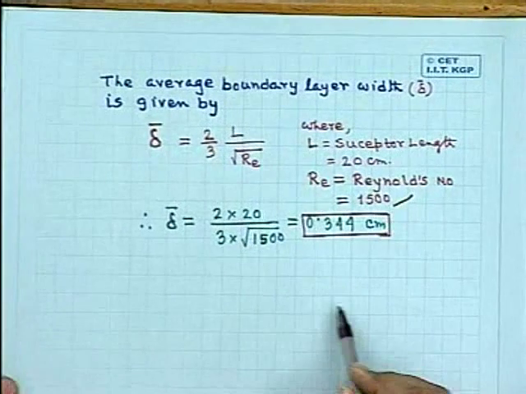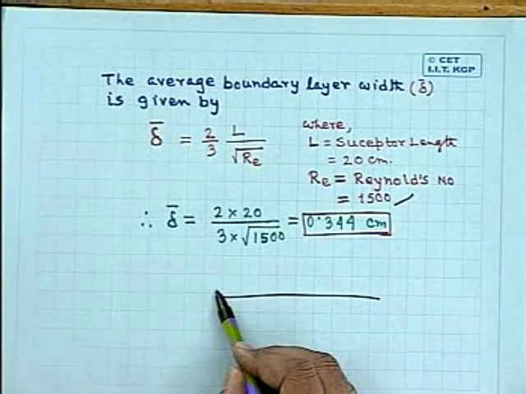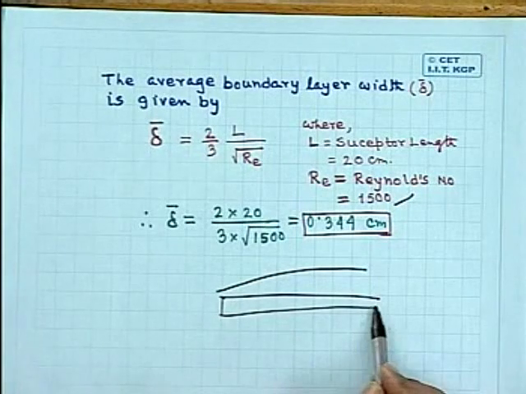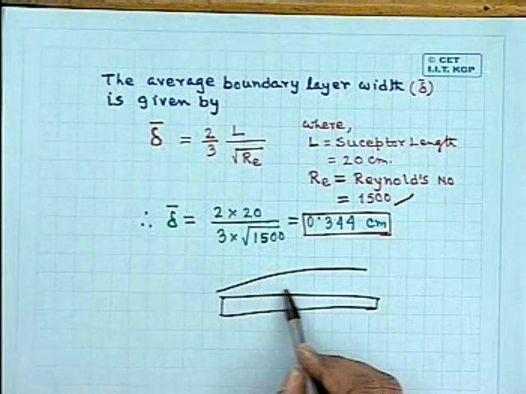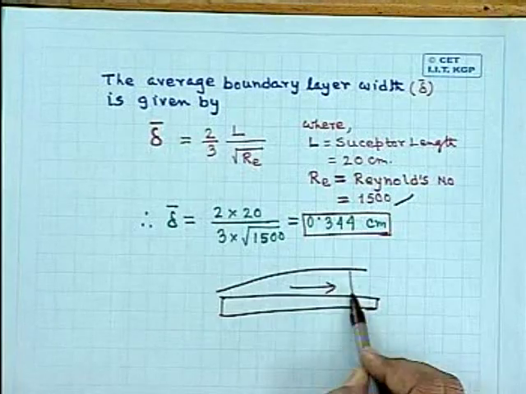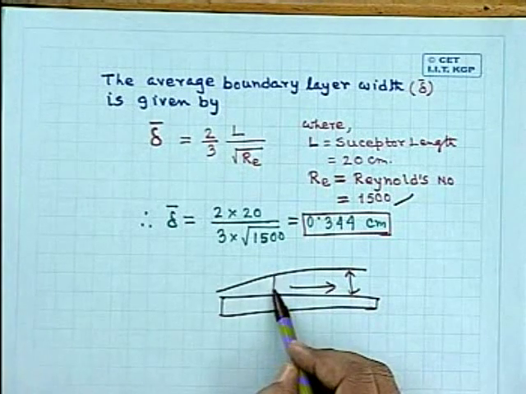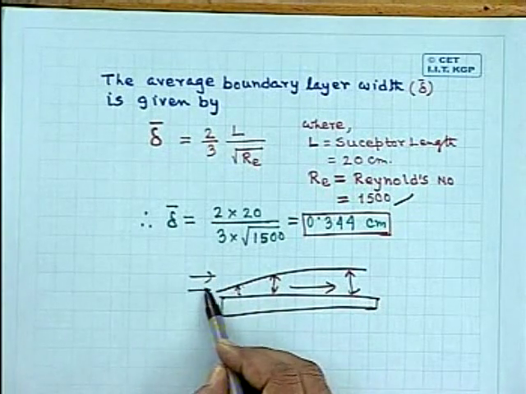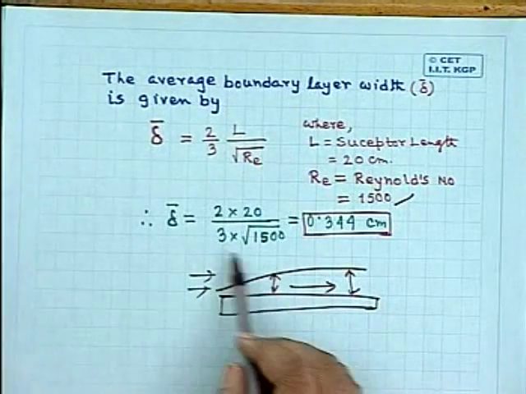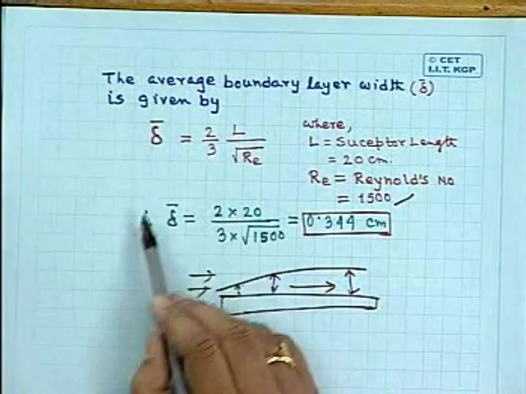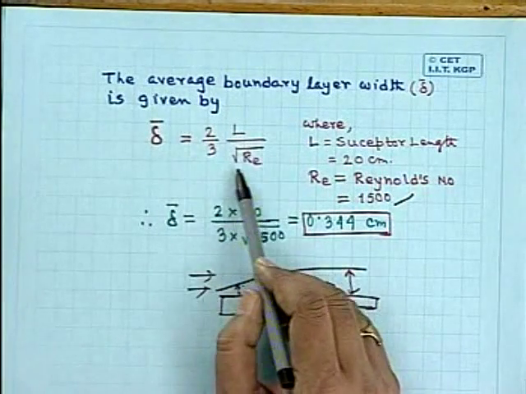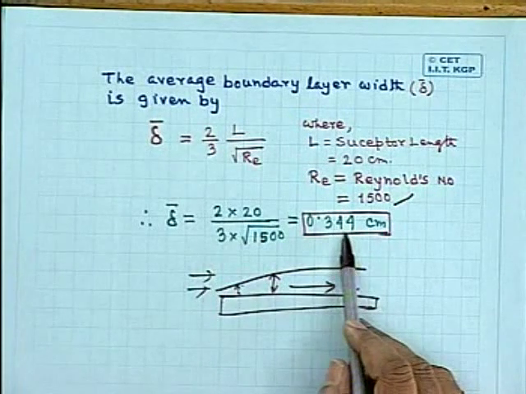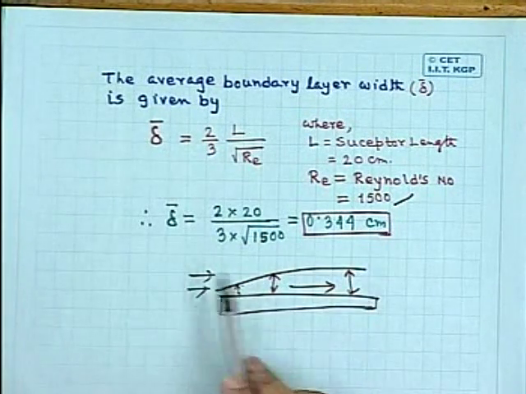Boundary layer is not constant over the susceptor, as you have seen from the flow pattern. If this is the susceptor, the boundary layer is something like this. If you go a larger distance from this side, the boundary layer thickness increases. Here the boundary layer thickness is less, and here it is extremely low, if the gas flows in this direction. So this is the relation for the average boundary layer thickness, 2/3 L by under root Re, and that comes to 0.344, the average boundary layer thickness.